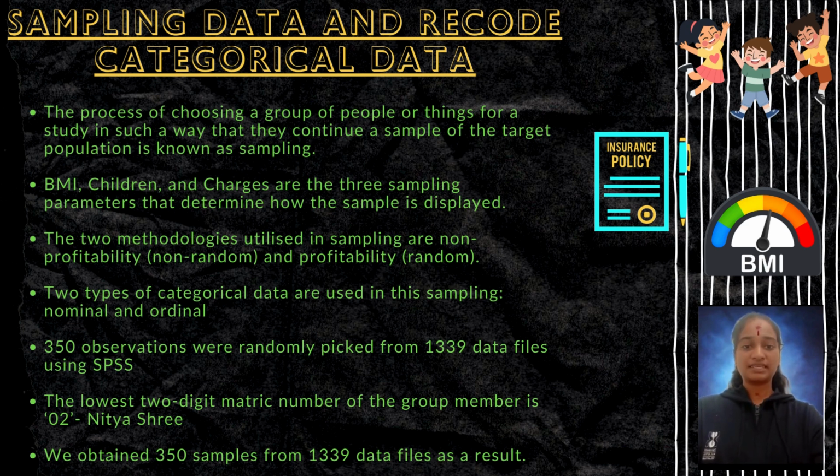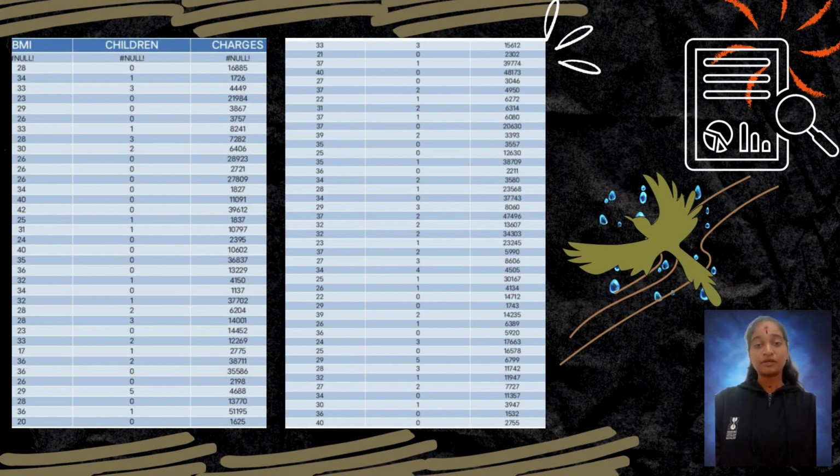Next, from the case study, 350 observations were randomly picked from 1339 data files. I used SPSS to find the data. We were instructed to choose the lowest digit metric number of the group member for the further observation. The lowest metric number ends with 02, which is Nitya Shree's one. Finally, we obtained 350 samples from 1339 data files as a result. So, these are one of the data sampling of our observation. There are three types of sampling parameters, which are BMI, children, and charges.